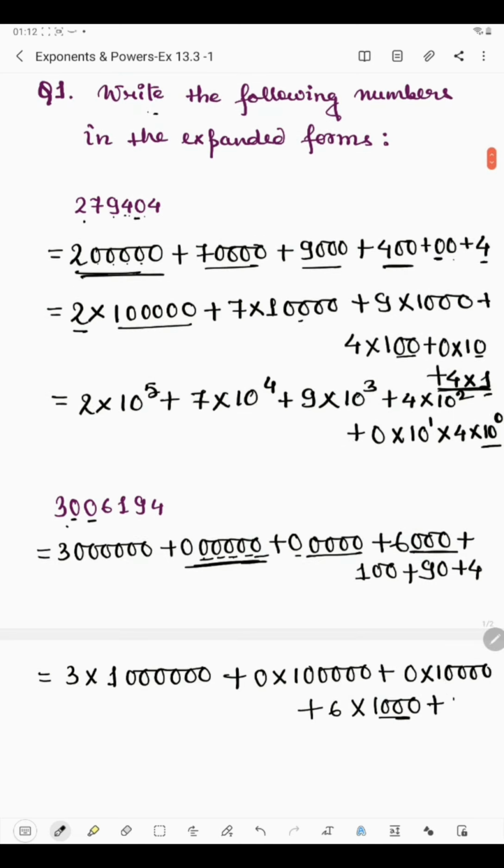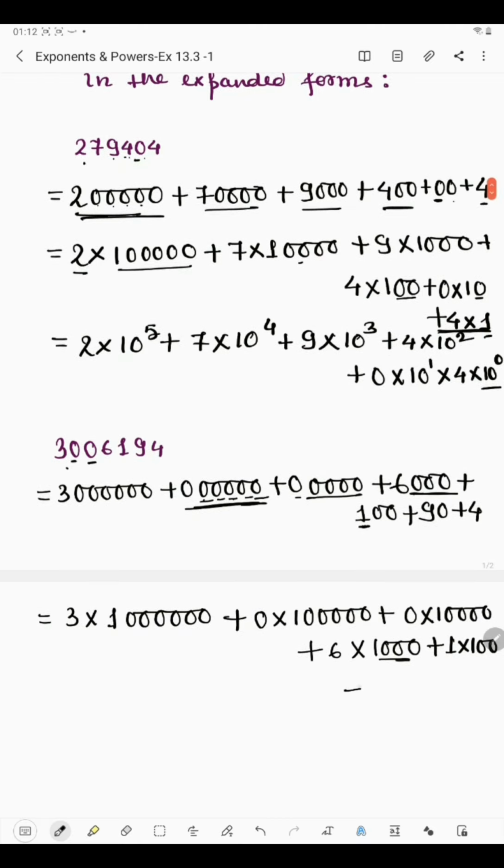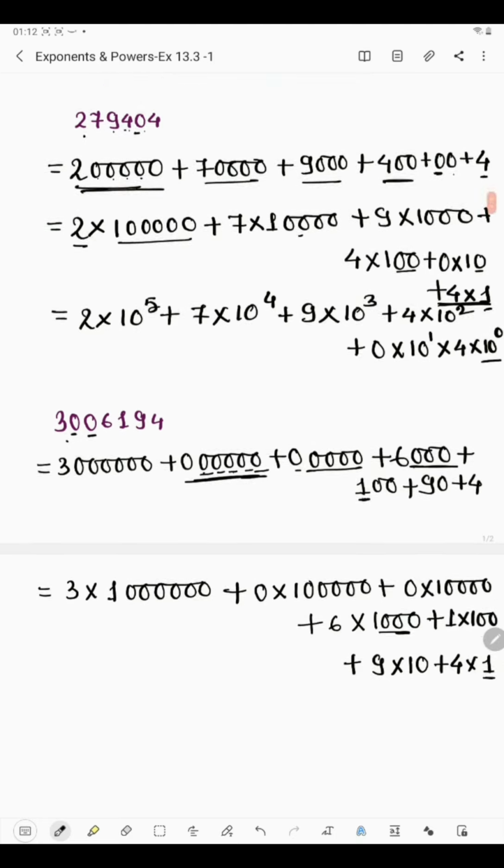After this 10. After this we have 1, and after 1 we have 2 zeros, so 1 is multiplied by 100 to get 100. Then 9. After 9 there is 1 zero, so it will be 10, because 10 is multiplied by 9 to get 90. And then we have 4 multiplied by 1. Here zeros are getting decreased, so at last we will have only 1.